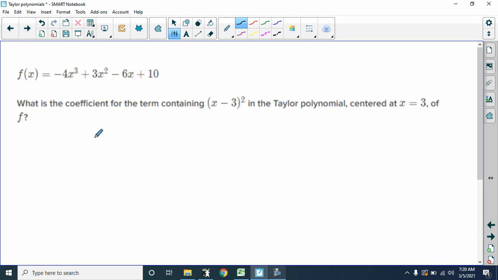This one asks for the coefficient for the term containing the x minus 3 squared, centered at x equals 3. So the squared term is going to have a second derivative in it, centered at 3, dividing by 2 factorial. So we need the second derivative.